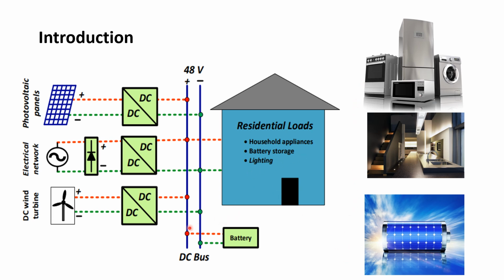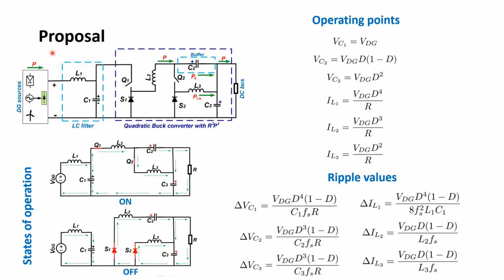However, due to the intermittent nature of renewable energy sources, it is necessary to integrate backup energy systems, such as battery storage or grid interconnection. The submitted article proposes the integration of a quadratic buck converter with reduced power processing based on an LC filter scheme that eliminates pulsating current. The article presents the operating points, the voltage and current ripple values in their reactive elements, and the operating states of this topology.